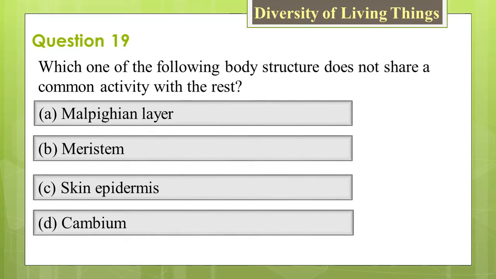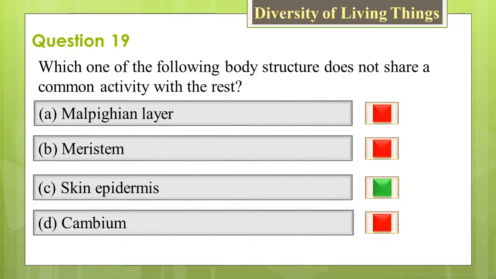Question 19. Which one of the following body structures does not share a common activity with the rest? A. Malpighian layer. B. Meristem. C. Skin epidermis. D. Cambium. Which of the following is the best alternative? The best alternative is C. Skin epidermis.